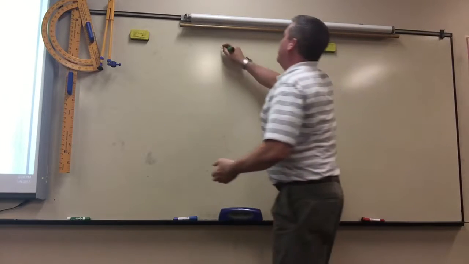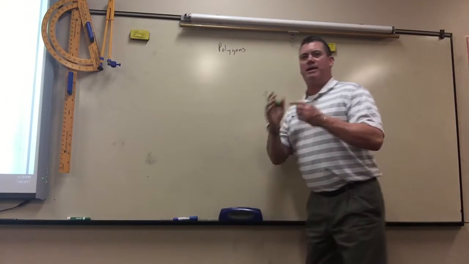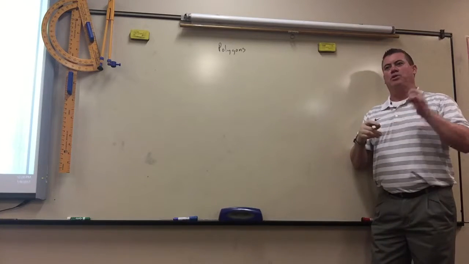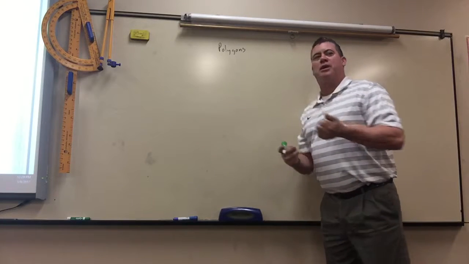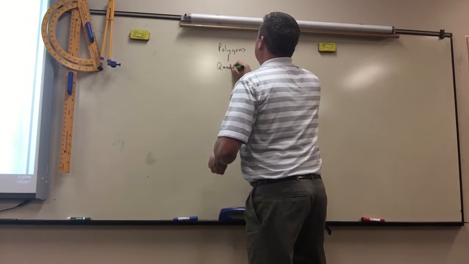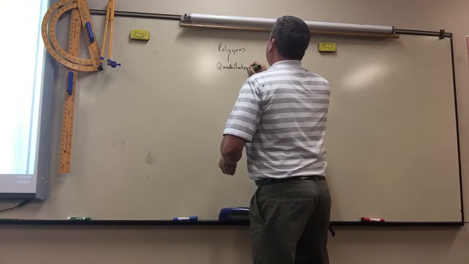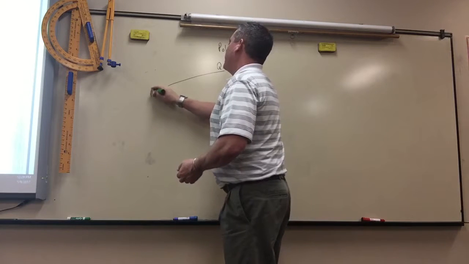Okay, so remember these are types of polygons. Polygons are straight, no curves, they're closed, sides don't intersect. And we already did the triangles, so we're doing now the quadrilaterals. 4 sides. And we did the first special type, we did parallelograms.